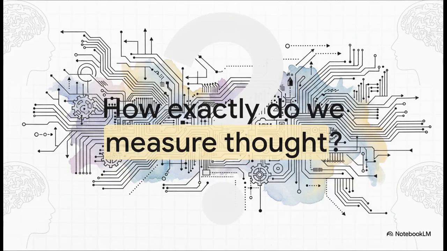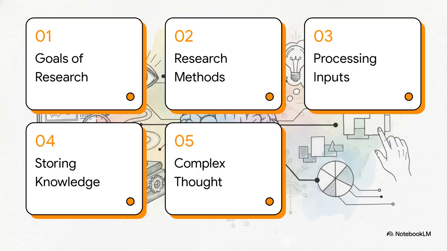I want you to start by just pondering this really fundamental question. How exactly do we measure a thought? Seriously, think about it. It is the ultimate puzzle. Cognitive psychology is entirely dedicated to the science of taking the invisible, hidden workings of the human mind and turning them into something observable, measurable, and understandable. We are essentially hunting for the underlying architecture of human intelligence. Okay, let's dive into this.